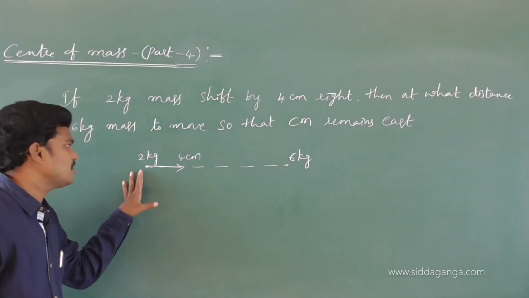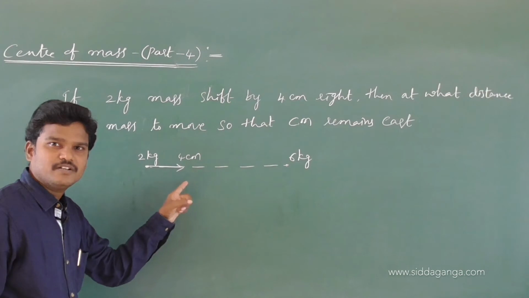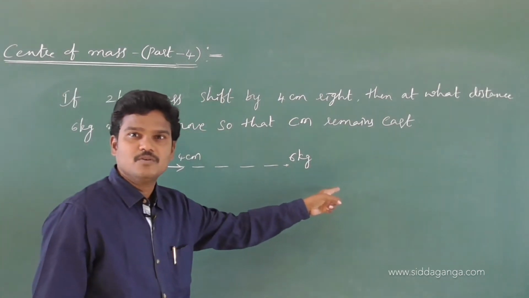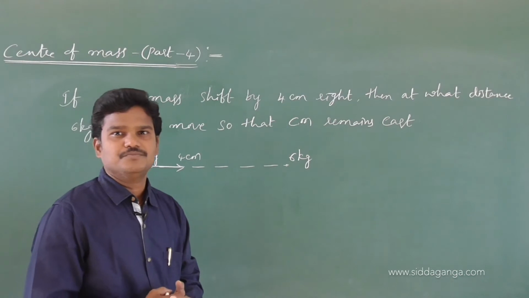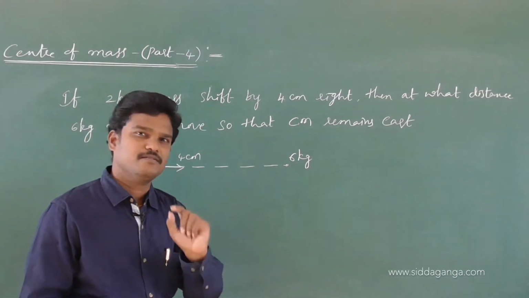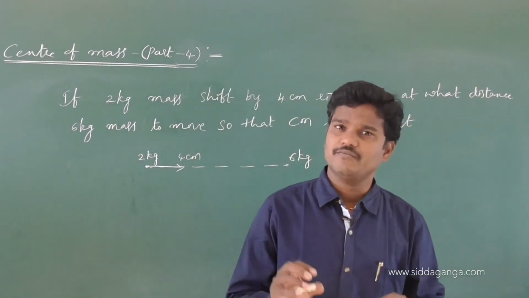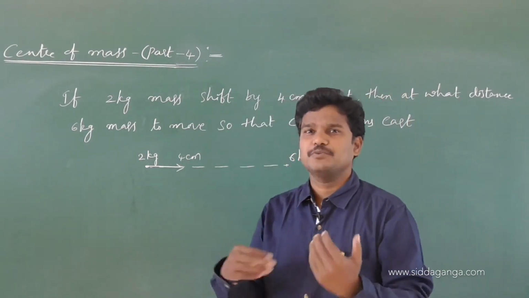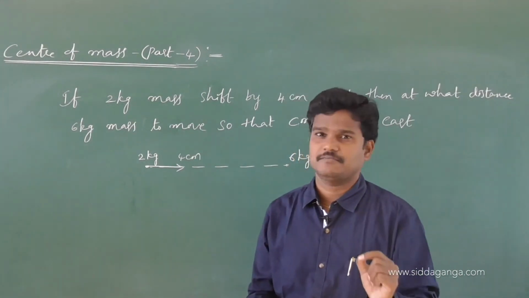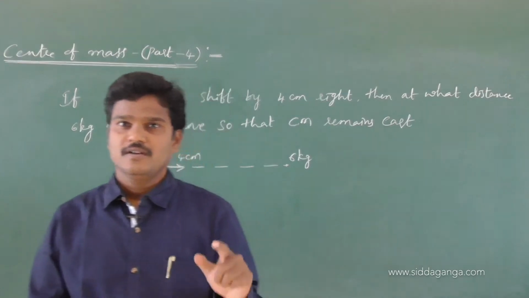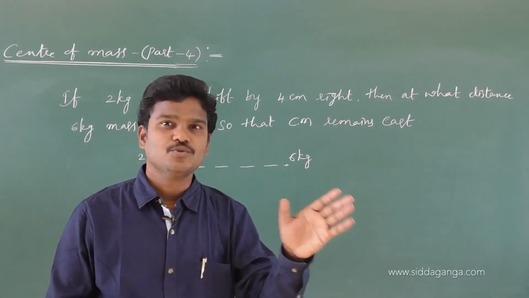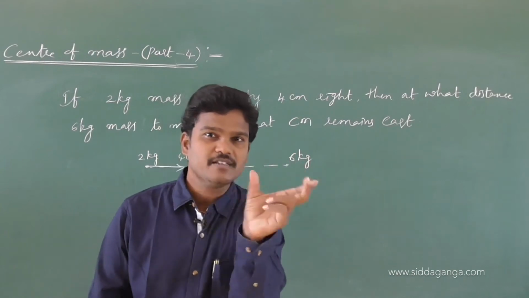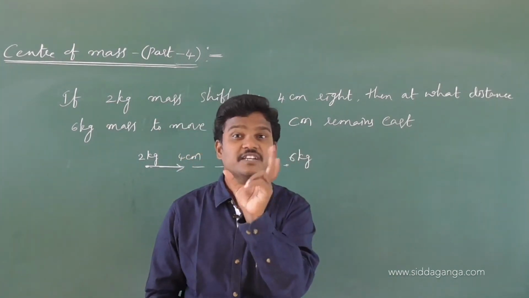Starting, let us take the origin. This is origin 0 comma 0. Next coordinates are 0 and 4 centimeter and 0. We don't know this one. To solve this type of question, you can use the coordinates method: XCM equals m1 x1 plus m2 x2 by m1 plus m2. In the next situation, when it moves, you will get the new center of mass, XCM dash. Starting is XCM, m1 x1 plus m2 x2 by m1 plus m2. Once it moves, the coordinates change, so m1 x1 dash plus m2 x2 dash by m1 plus m2, that is XCM dash. If you take the gap between XCM and XCM dash, you will get the shift.